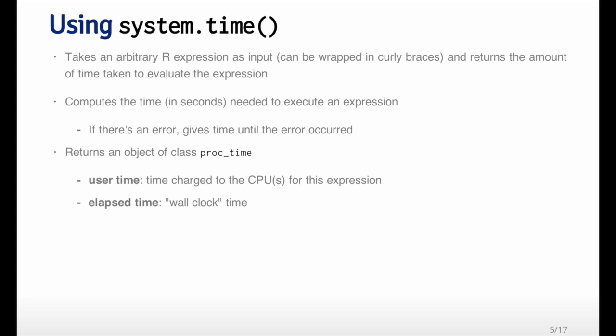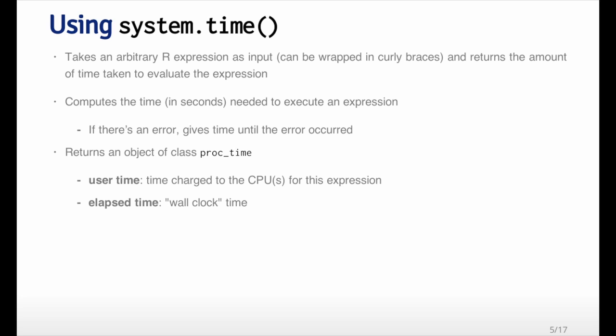So the basic idea is that you take this expression and it gives you the time in seconds that was needed to execute the expression. If there's an error in the code while the expression is being evaluated, then you'll get the time until the error occurred. Now, there are two very important notions of time when you're executing an expression on the computer.